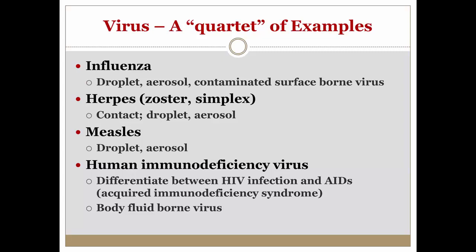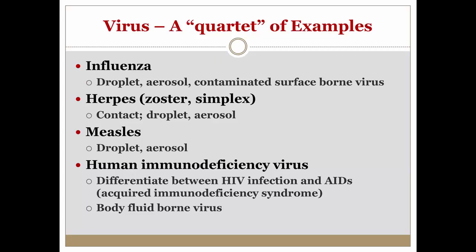So we're going to look at 4 viruses. We're going to look at influenza, herpes, measles, and human immunodeficiency virus, or HIV. It's important that you review how these viruses are spread, because that really helps us protect ourselves from these. As you can see, many viruses are spread by droplet or aerosol transmission.